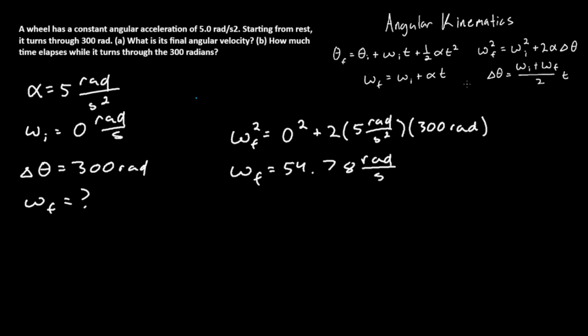Okay, how about for part B? Well, this was just part A. For part B, you need to find how much time elapses while it turns 300 radians. So you're trying to look for t now. t is the big question mark in this case. Pick a kinematic equation and decide now.